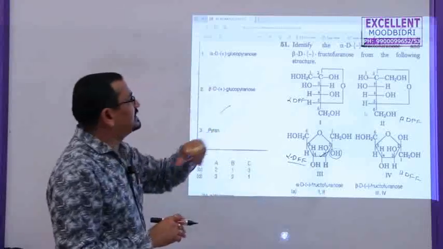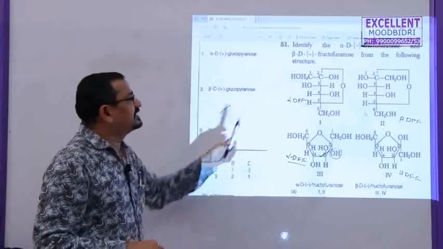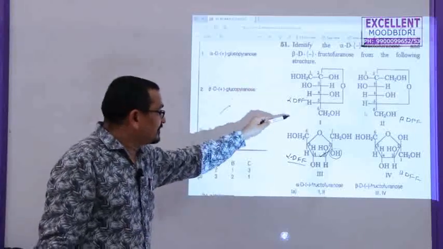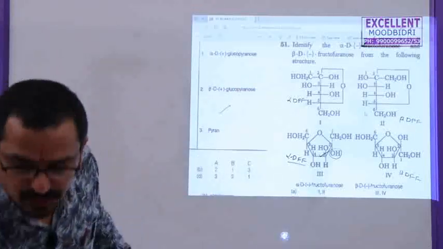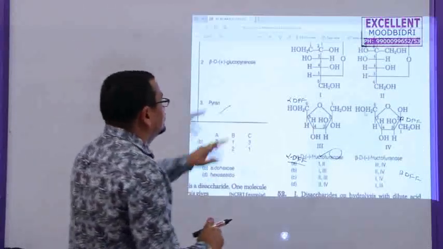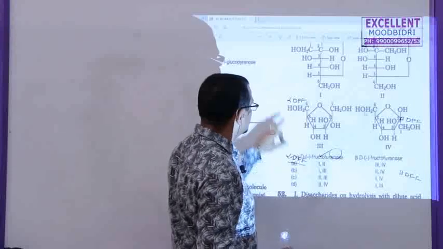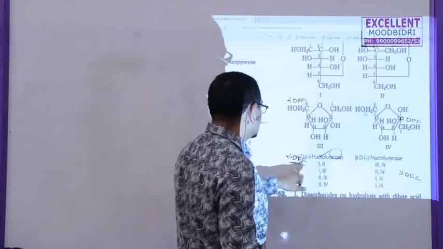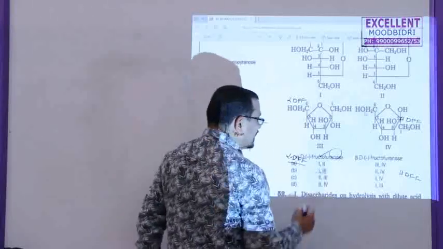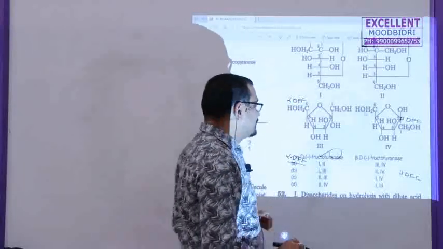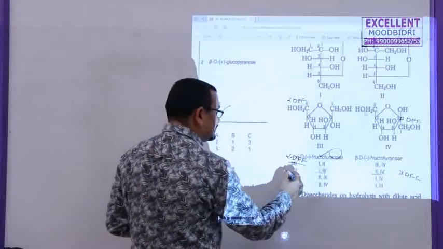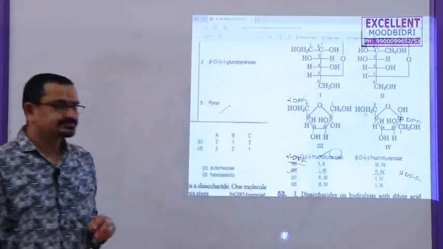Now identify alpha D fructofuranose and beta D fructofuranose from the following. The first diagram and the third diagram correspond to alpha D fructofuranose, so this one is matching. And the second and fourth are matching for beta D fructofuranose. So the answer for this is the second option.